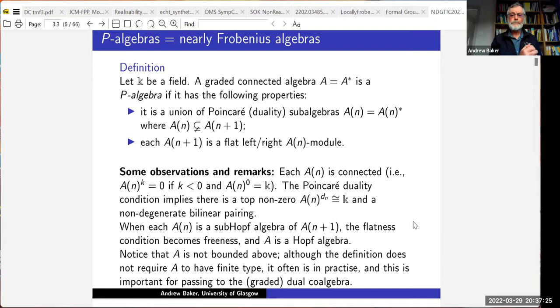Because I've insisted that the sequence is strictly increasing, of course, A is not going to be bounded above, and it also doesn't have to have finite type, although in practice, if you want to do things like passing to the dual coalgebra setting, you really need to put finite type conditions. And in practice, all the interesting examples are finite type anyway.